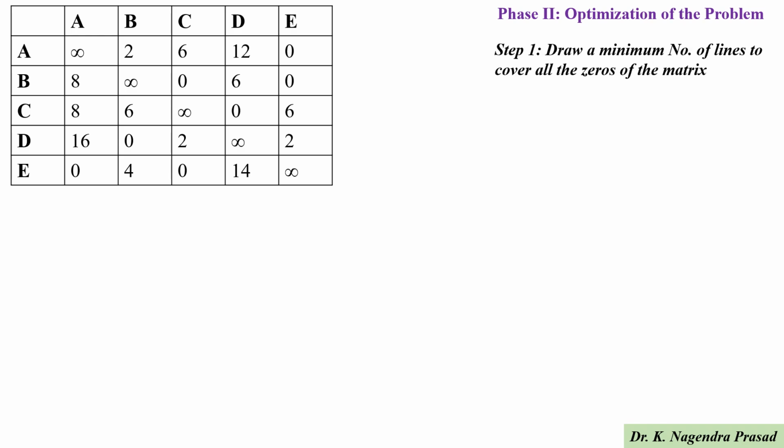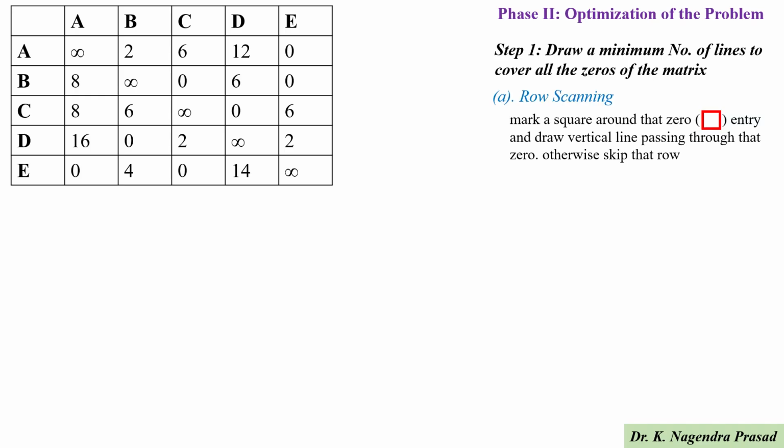The first step is to draw a minimum number of lines to cover all the zeros of the matrix. First I have to go for the row scanning. In the row scanning, mark a square around the 0 and draw a vertical line passing through that 0. If a row has more than one 0, we have to skip that row. So I have to go for the row scanning.